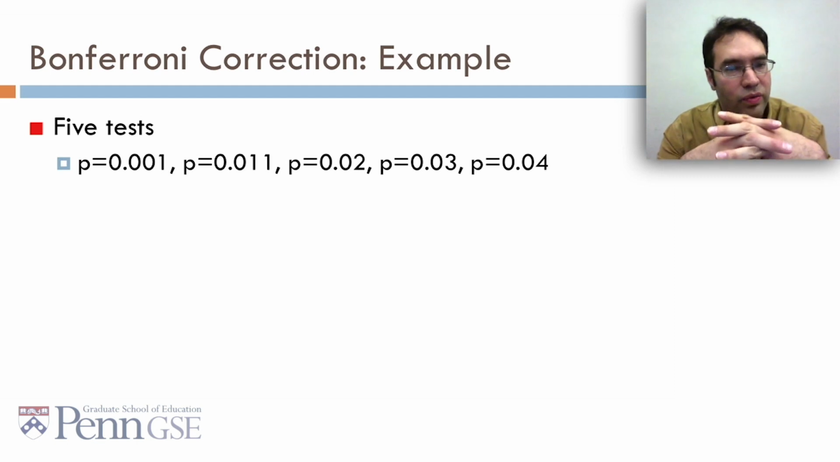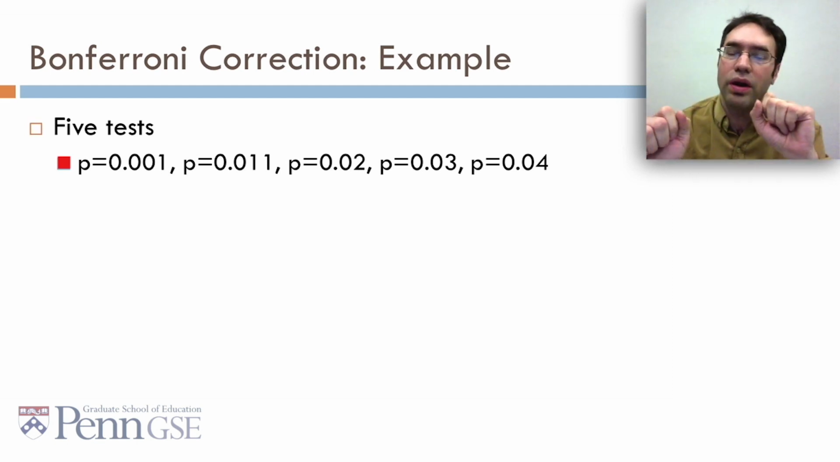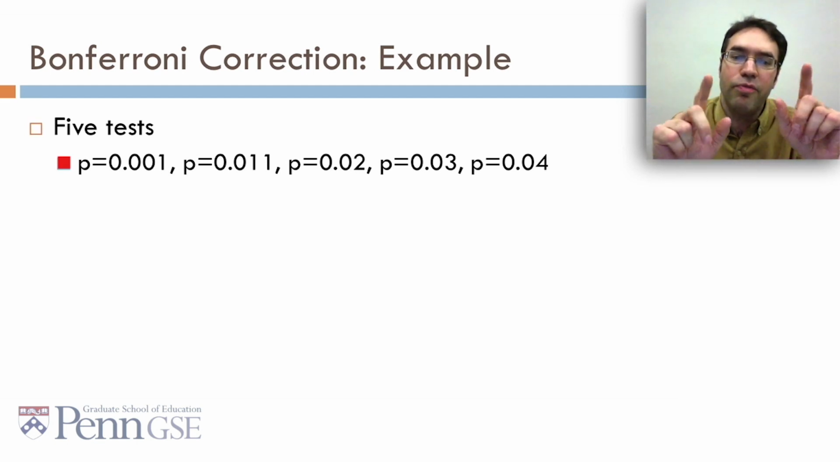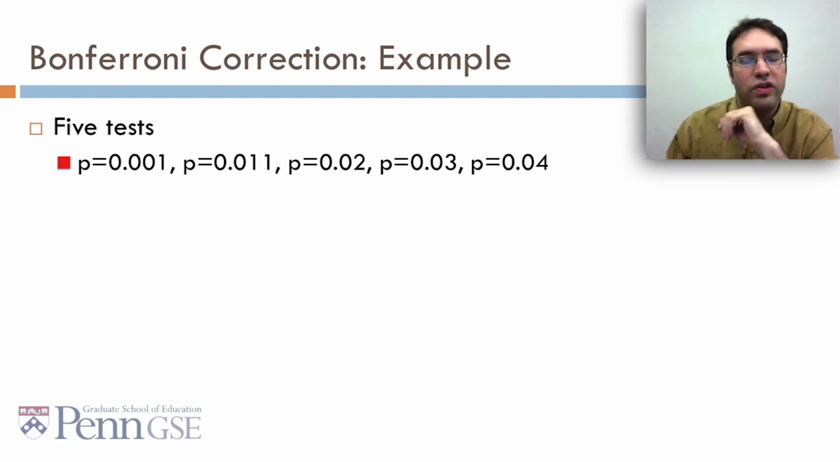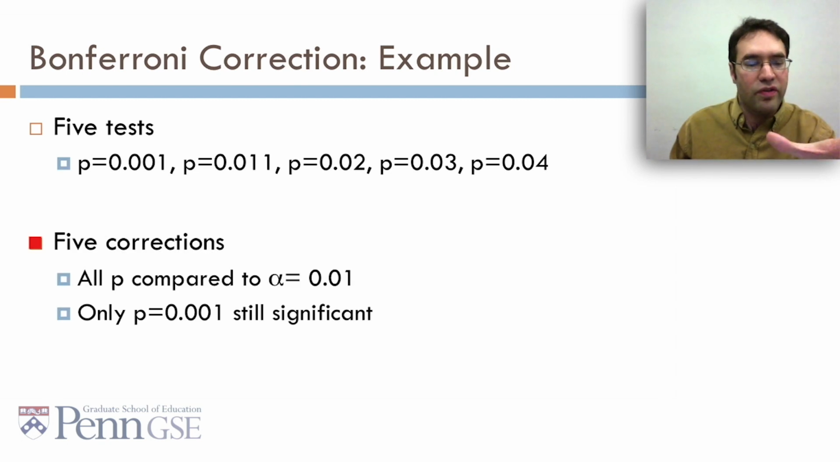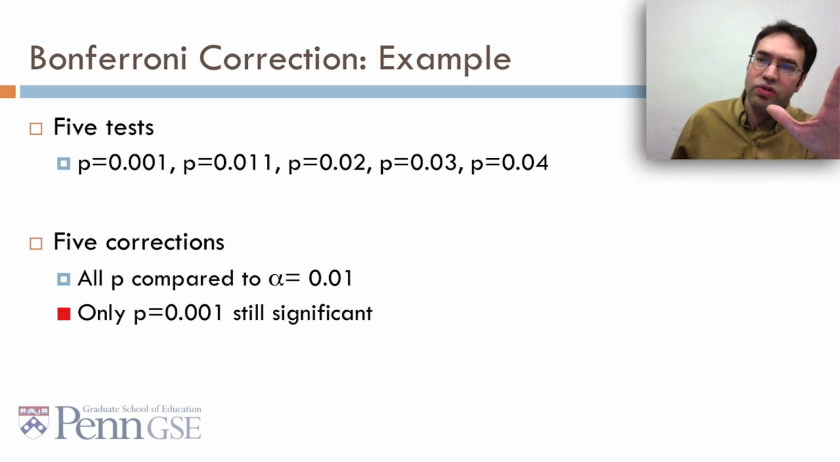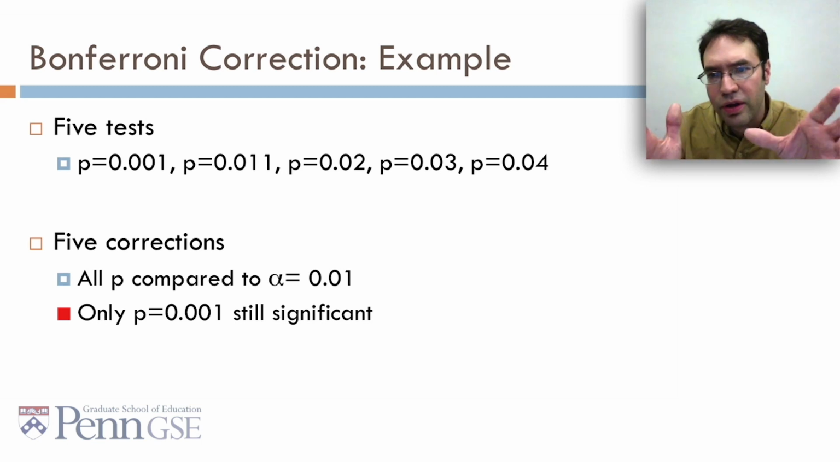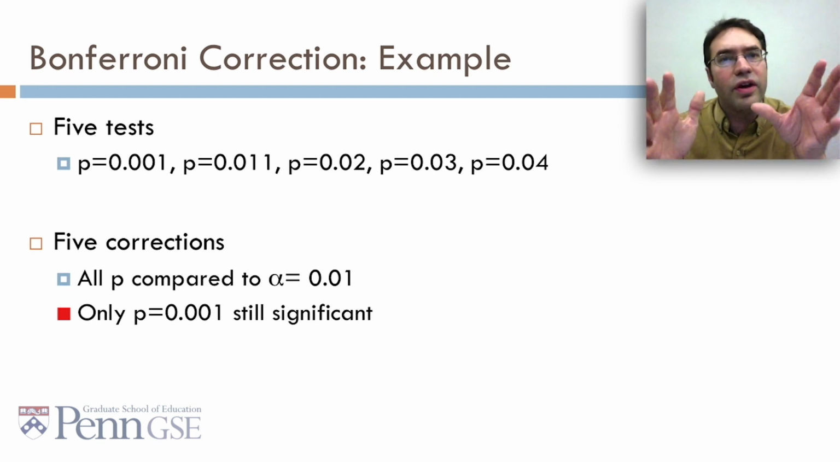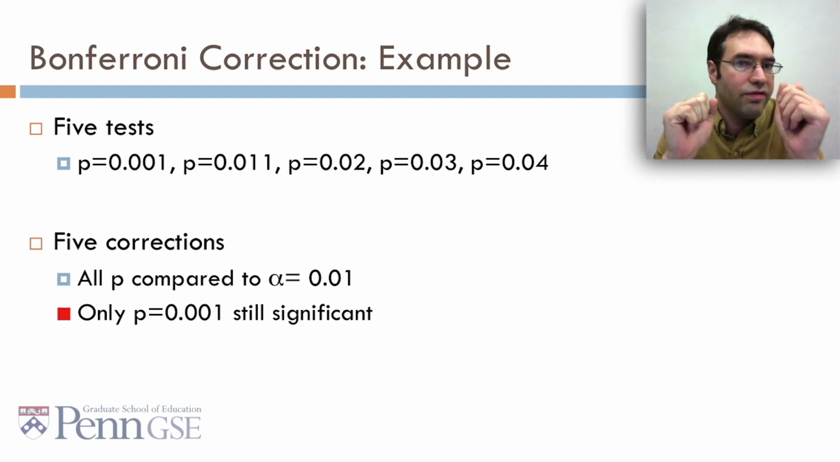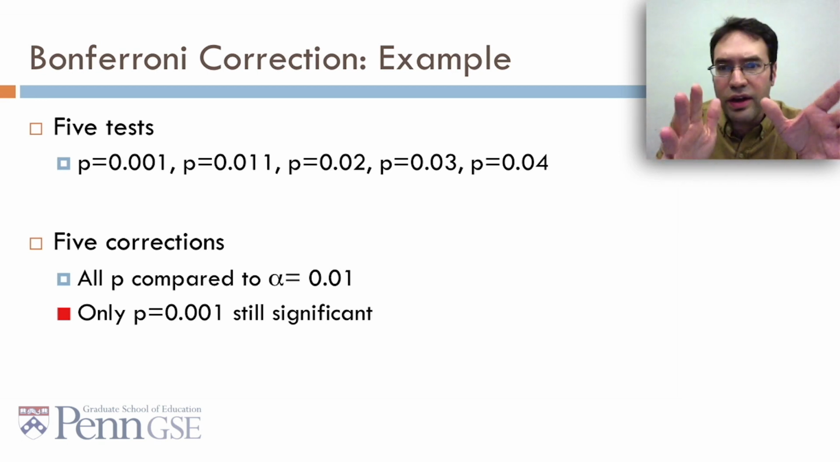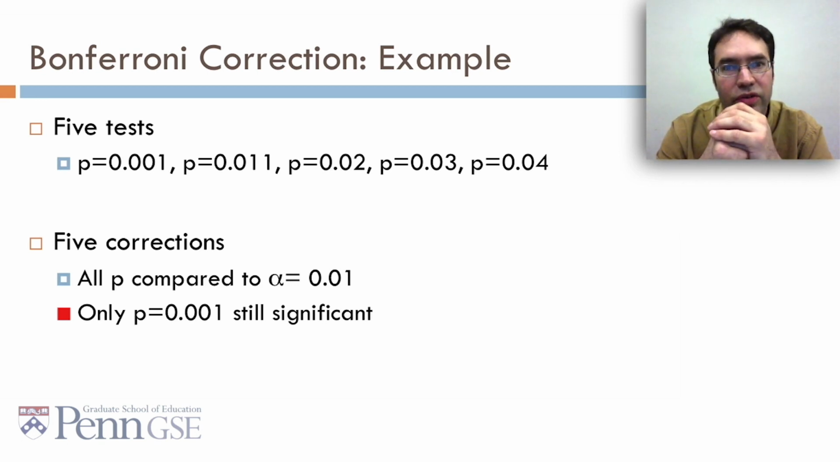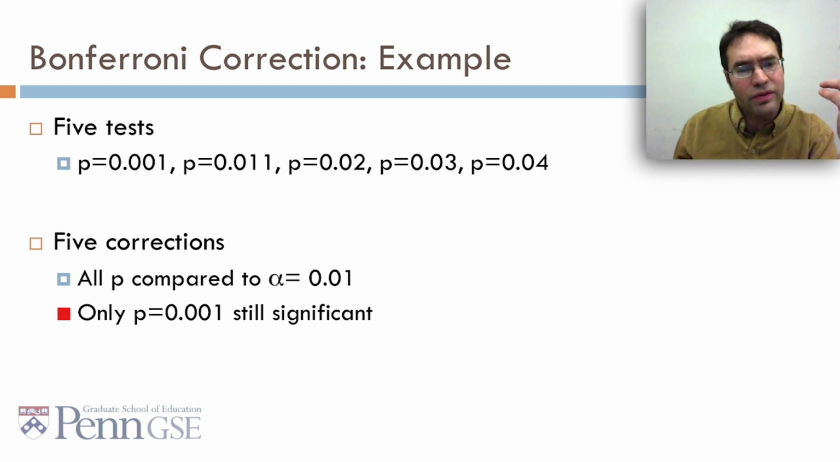Let's say, by contrast, that we have 5 tests of p of 0.001, p of 0.011, p of 0.02, p of 0.03, and p of 0.04. We got 5 tests, and they're all statistically significant. We do 5 corrections, we compare all the p to 0.01, and we say that only the p of 0.001 is still significant. We've got 5 out of 5 cases that were statistically significant. Think of what the probability of that is. You've got 0.05 to the 5th power that you're going to get 5 statistically significant results out of 5, and yet Bonferroni is throwing 4 of those 5 out. Is that right? I'm not sure.